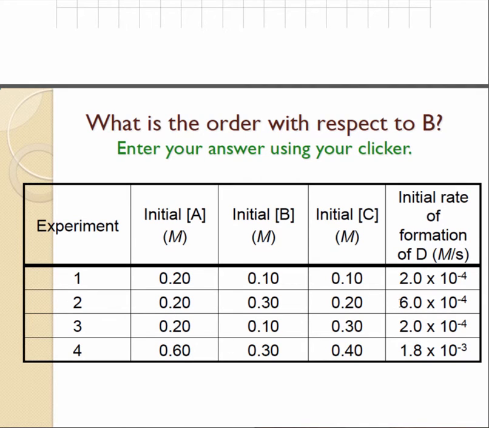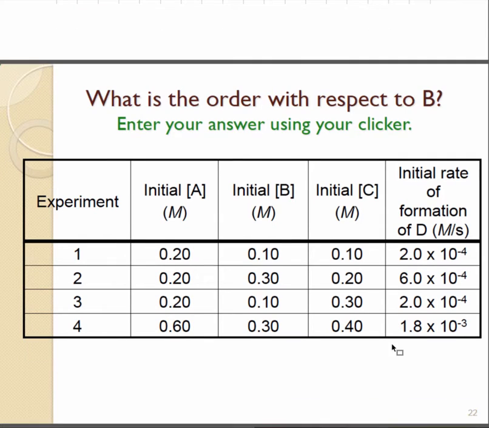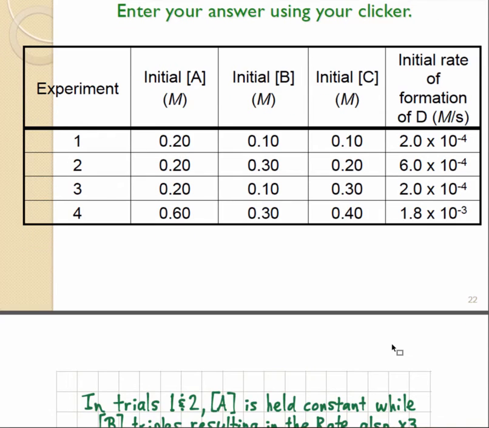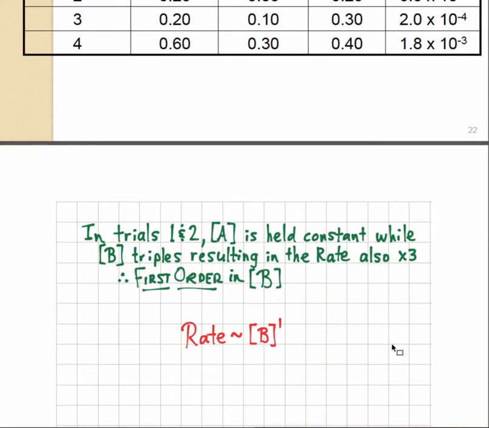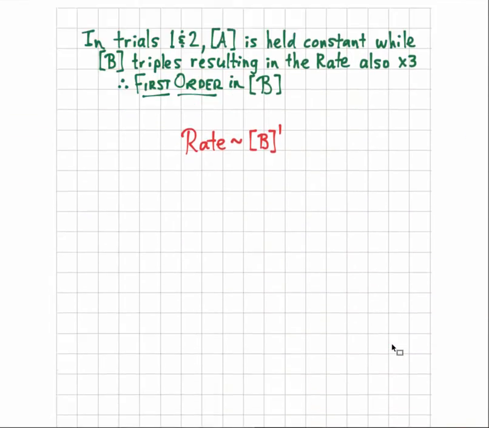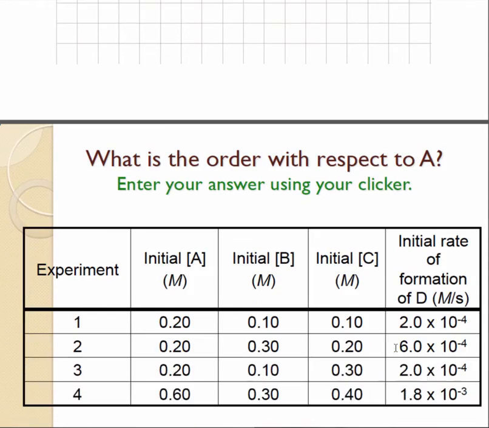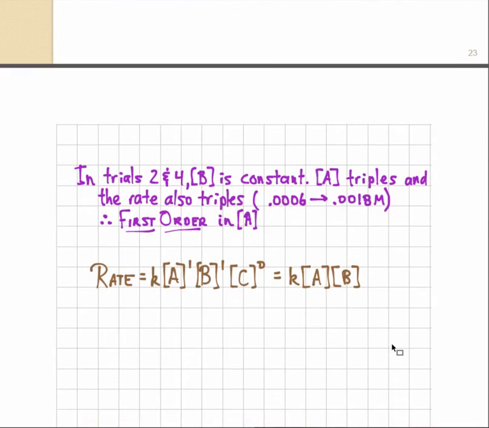Does this also triple from 0.0006 to 0.0018? And I think if I'm doing my mental math correctly, the answer is yes, it does triple. So if A triples and the rate triples, therefore it's first order in A as well. Did I write that? I think I wrote that. That's a lot of paper. Sorry about that. Yeah, there we go. So A tripled and the rate tripled, and there we go. First order in A, first order in B, zero order in C.